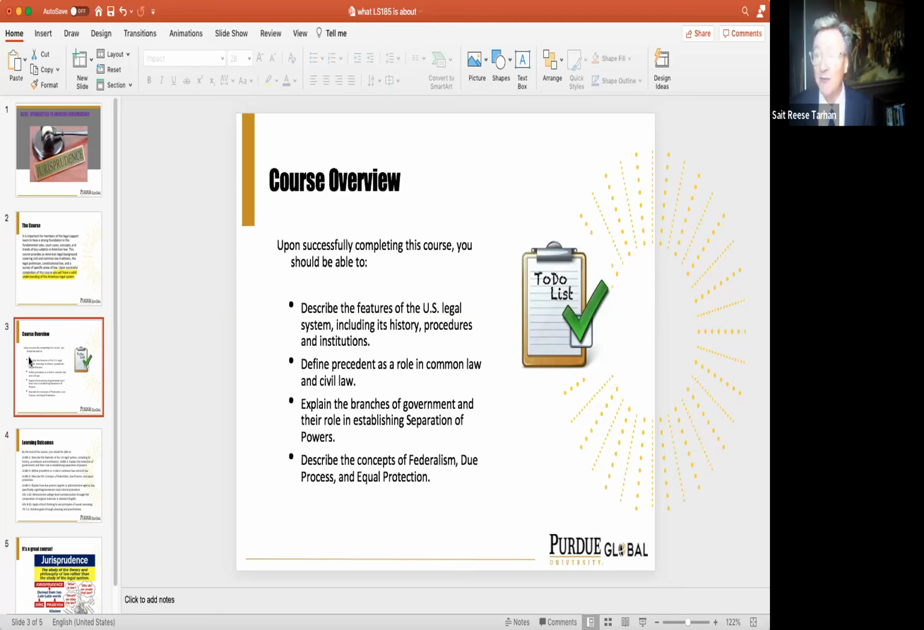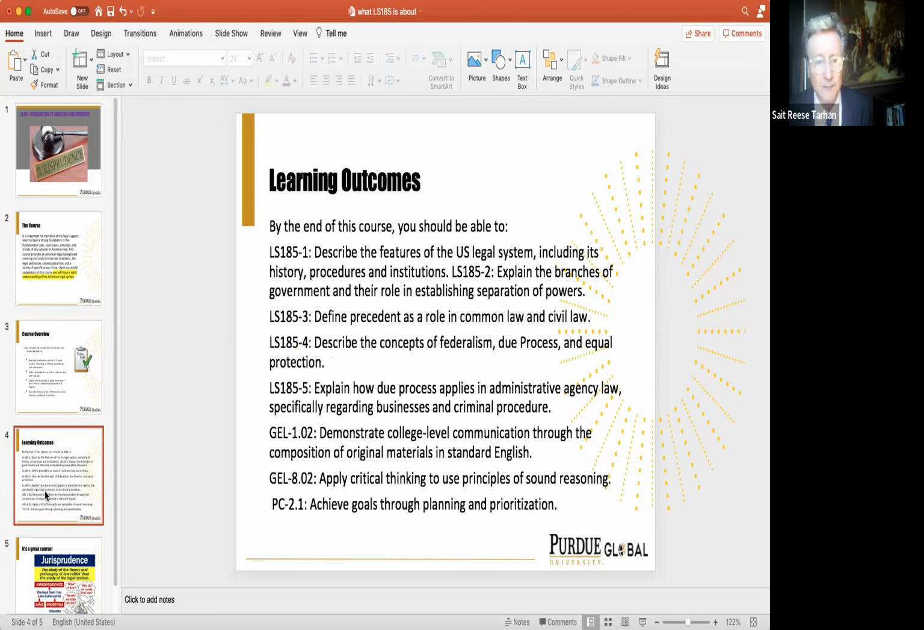It may feel a bit like a civics course at times. We'll explain the branches of government and their role in establishing separation of powers. And then we'll also describe the concepts of federalism, due process, and equal protection. There's an emphasis on the Constitution throughout the course, because that is the foundational aspect of jurisprudence, and where the protections of the Bill of Rights come from, etc. Here are the outcomes for the course.